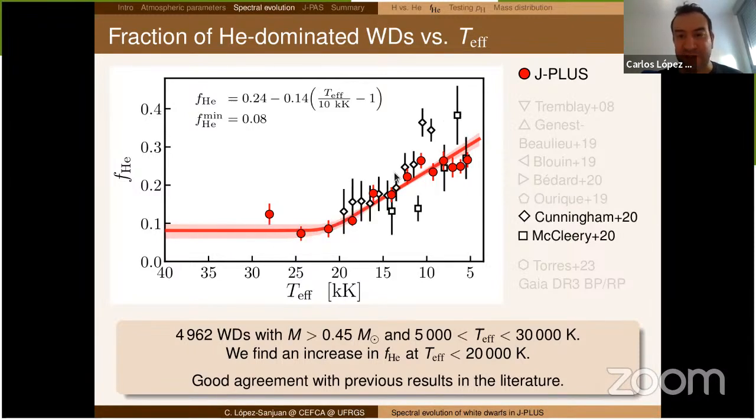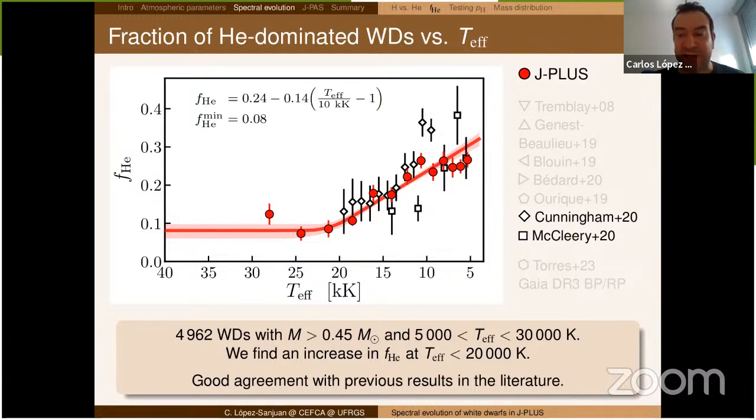And finally, this comparison with Cunningham that is based on some ultraviolet optical classification. We obtain a very nice agreement till their lower temperatures. Probably they are having the same issue that we had when we don't apply this hierarchical Bayesian model. And also McCleary, that is a spectroscopic survey, we also have compatible results. So very nice agreement with the literature.